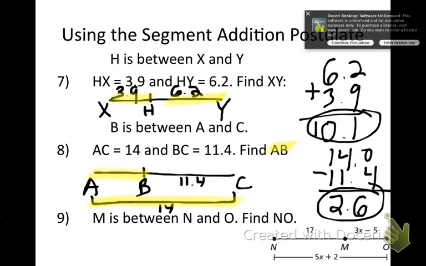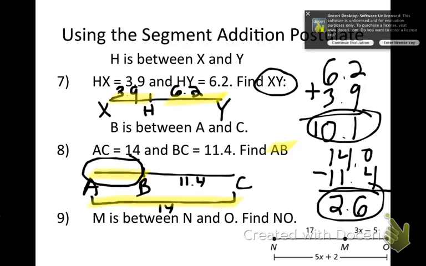A lot of times it just depends on what you're looking for. This one was asking for the whole line, so now I know I'm going to add them. This one was looking for just this little partial one. So just drawing it out and seeing what you need would be how you determine that. Good question.